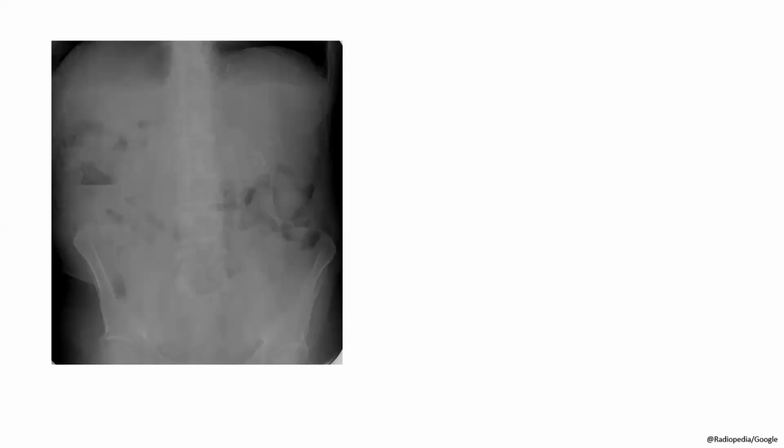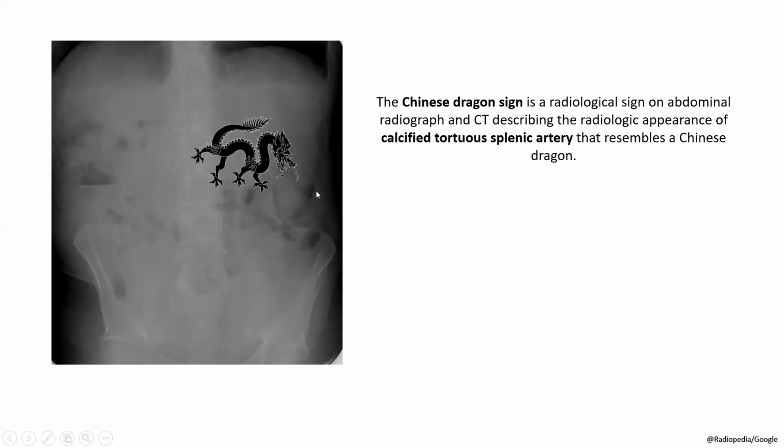What is happening here? Is there anything abnormal in this abdominal radiograph? Yes. So here we are seeing a serpiginous area of calcification in a tubular pattern. So this is Chinese dragon sign, which is a radiological sign on abdominal radiograph and CT. And it is because of a calcified tortuous splenic artery, and it resembles a Chinese dragon. It's an incidental finding seen in elderly and diabetic patients.